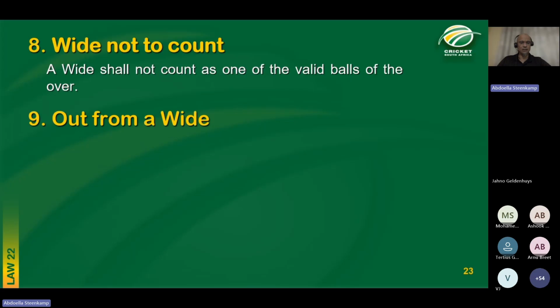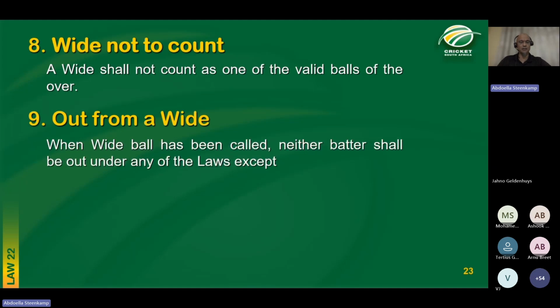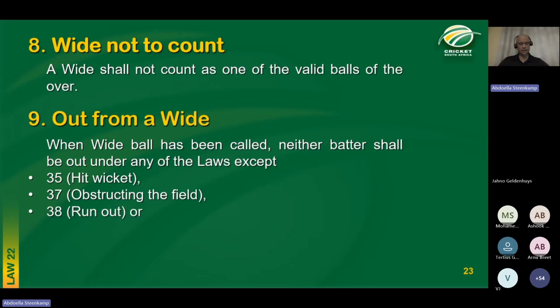And then lastly, under the wide law, as soon as wide is called, how can you be dismissed? So in total, there are 9 modes of dismissals. As soon as wide is called, you can only be dismissed in 4 ways. What are those 4 ways? Hit wicket is 1. Obstructing the field is the second one. Third one is run out. And lastly, 4th is stumped. So of the 9 modes of dismissals, these are the only 4 ways that you can be dismissed as soon as wide is uttered by the umpire.